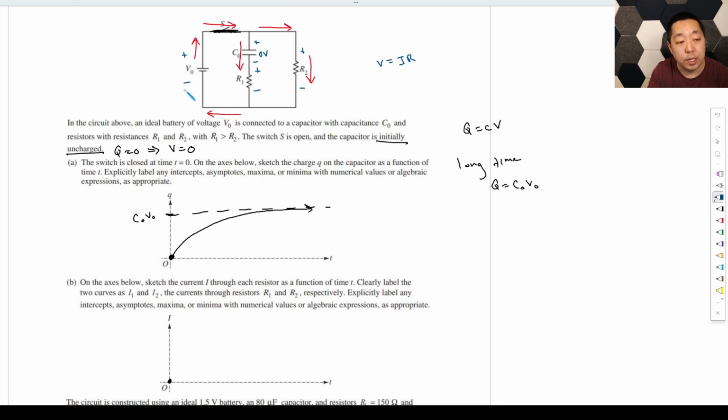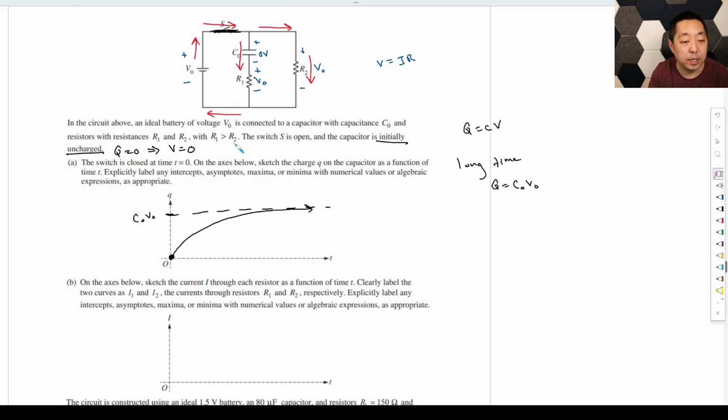Now, because this is V0, if you look at this loop, because you drop 0, it's uncharged, then this has to be V0 because this loop needs to add up to 0. And then this loop also needs to add up to 0. And notice once it's closed, this loop is always going to be V0.